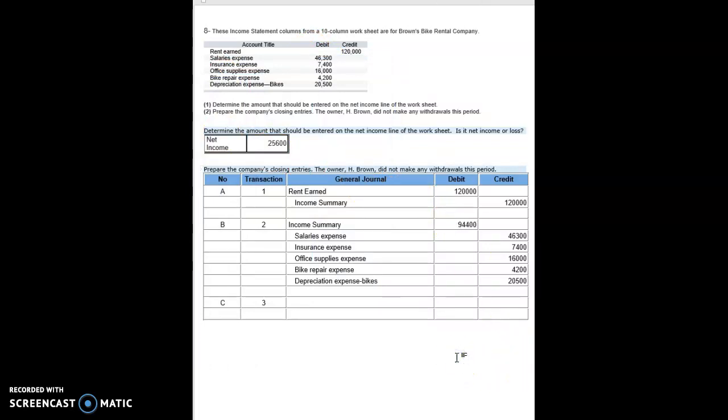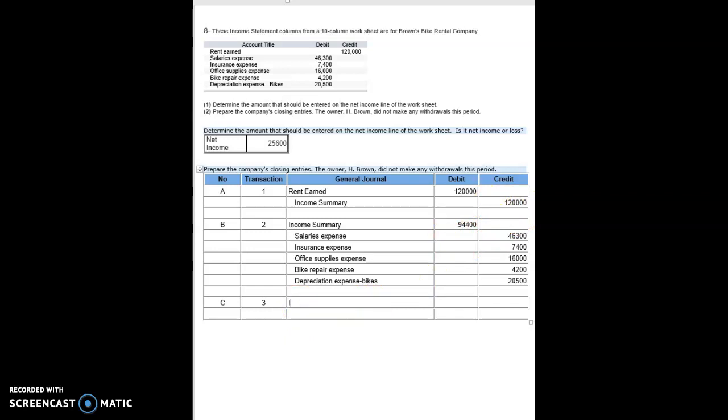All right, so our last thing we need to do, we don't have any withdrawals, and it says the owner, H. Brown, did not make any withdrawals. So our next step is to close income summary, and then we would be closing withdrawals. Since there are no withdrawals, this is the last one we're doing. So we have our income summary that we need to close. We can see that we put more into it on the credit side than we did the debit side. So it has a credit balance.